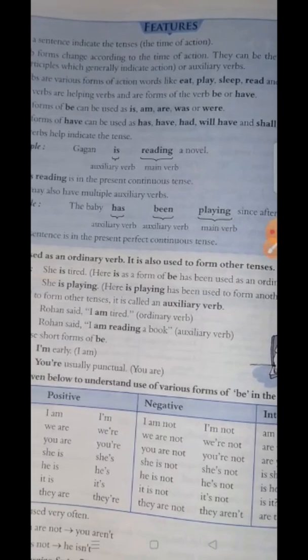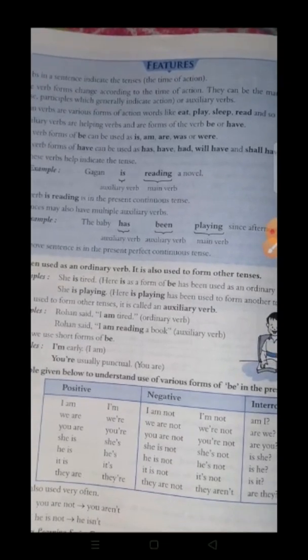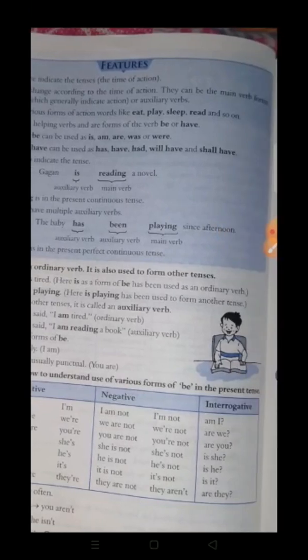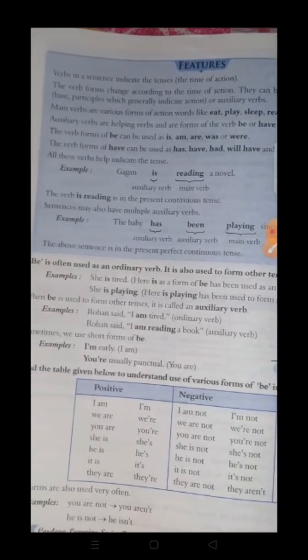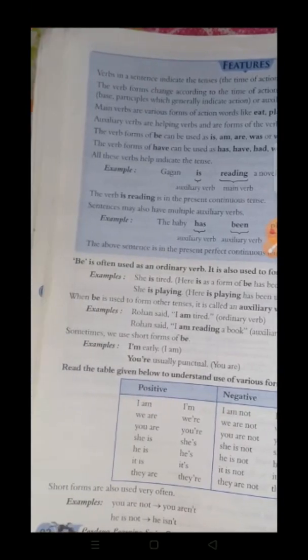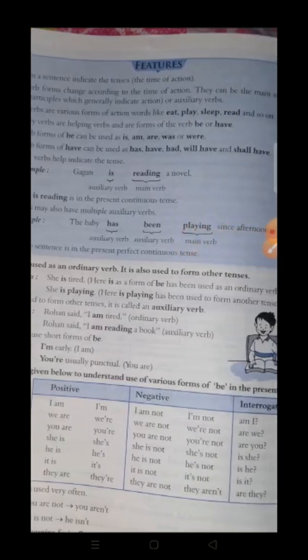So this we have already learned. Positive and negative form, and in positive form we are using the short form. Negative also we are using short form. And in interrogative we are using Am I, means you are asking a question to yourself. So we are giving a question mark. The interrogative sentence comes with a question mark. The short forms are also used very often. You are not, you aren't. He is not, he isn't.